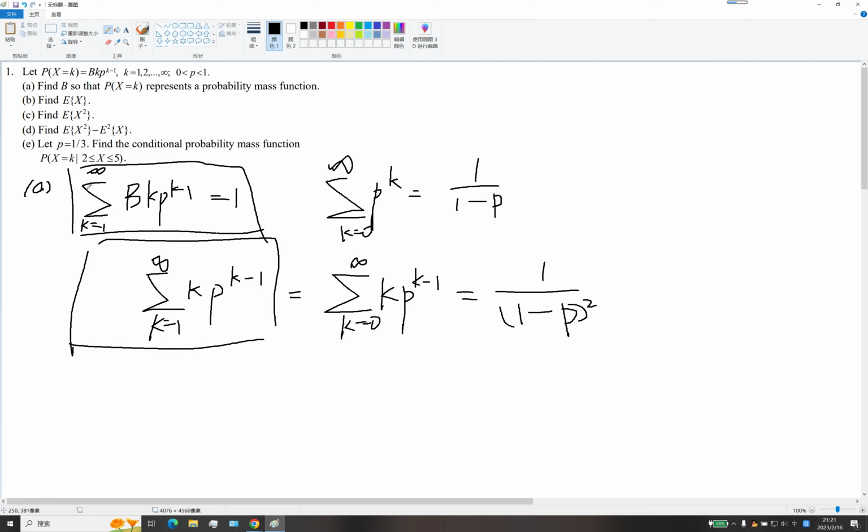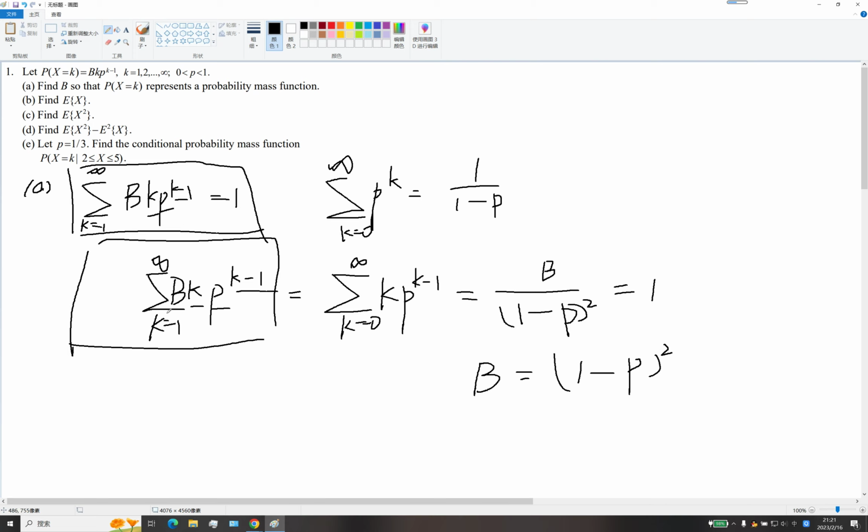So both of these are sums over k from 1 to infinity, of k p^(k-1). So now, if we multiply this side by b and this side by b, this equals 1. So now we can get b equals (1 minus p) squared. So this is the answer for b.